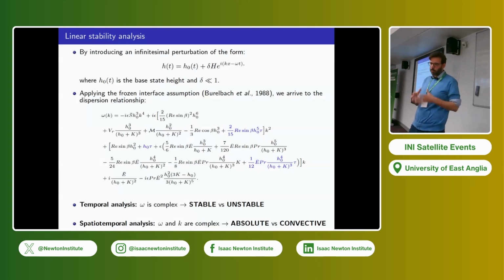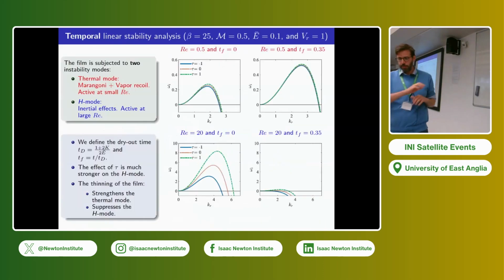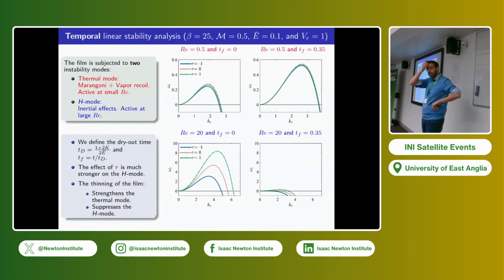Okay, and we reach this dispersion relationship, now it's really a dispersion relationship, in which we have added, I mean, to Zhu et al., basically this term of the shearing gas. We can do temporal analysis, so stable versus unstable, or spatio-temporal analysis in which we can understand if the flow is absolutely unstable or convectively unstable.